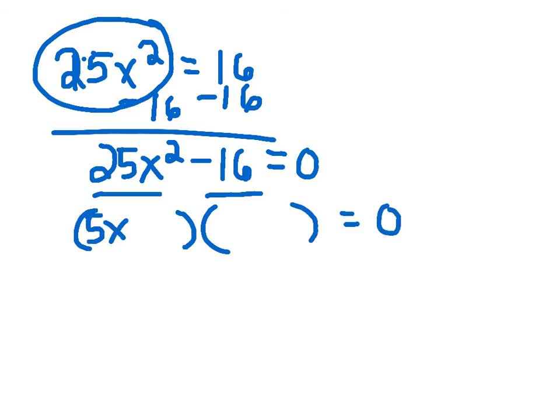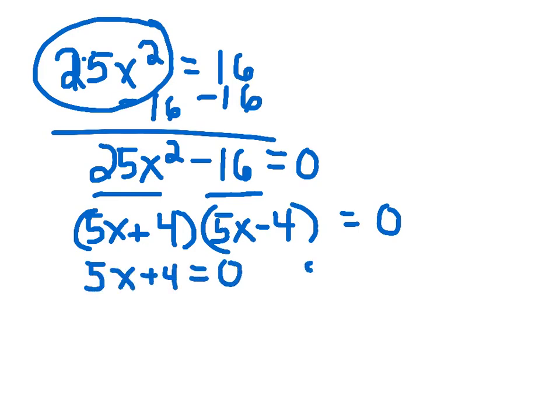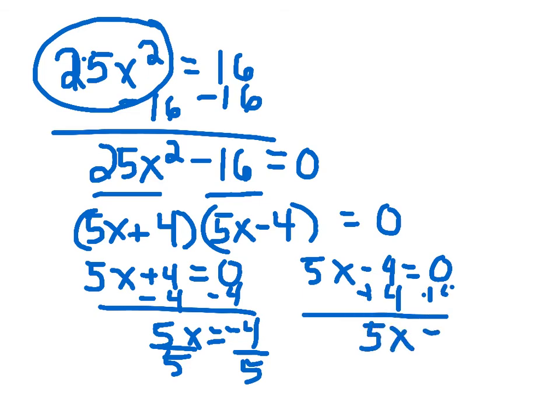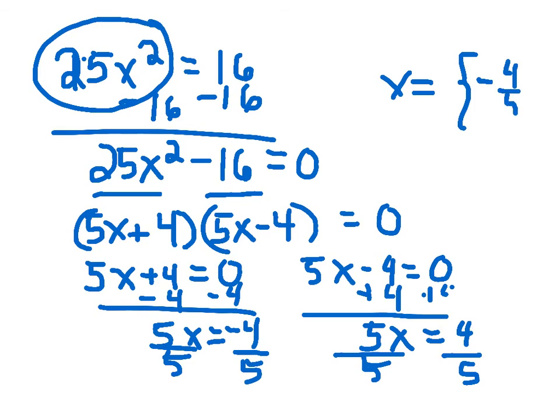So I factor that as the square root of 25x squared, square root of 16, plus and minus. Now I'm going to set each factor equal to 0 and solve. So my 2 solutions are x equals negative 4/5 and positive 4/5. No room for the bracket, really.